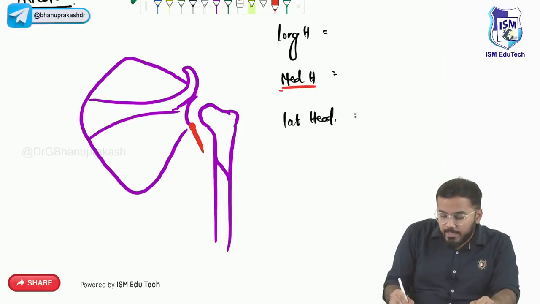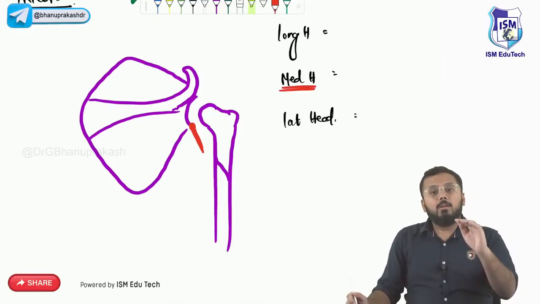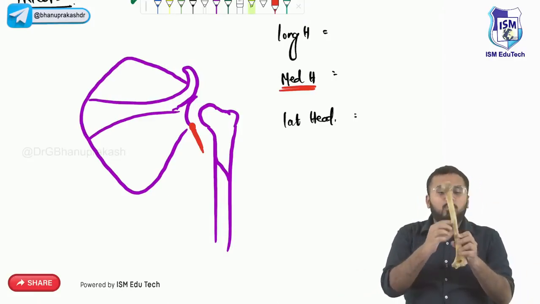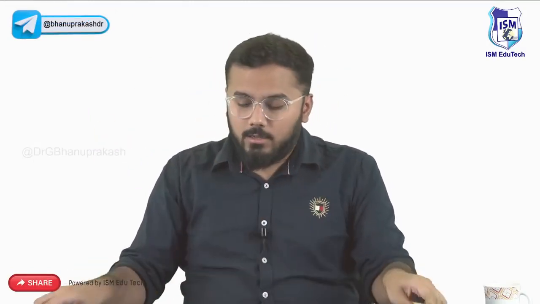Then where does the medial head originate from? The medial head will originate superior to the radial groove. You see, here we have something called a radial groove, right? This black one you can see here. This is called your radial groove. Above the radial groove, the medial head will start. Below the radial groove, the lateral head will start.